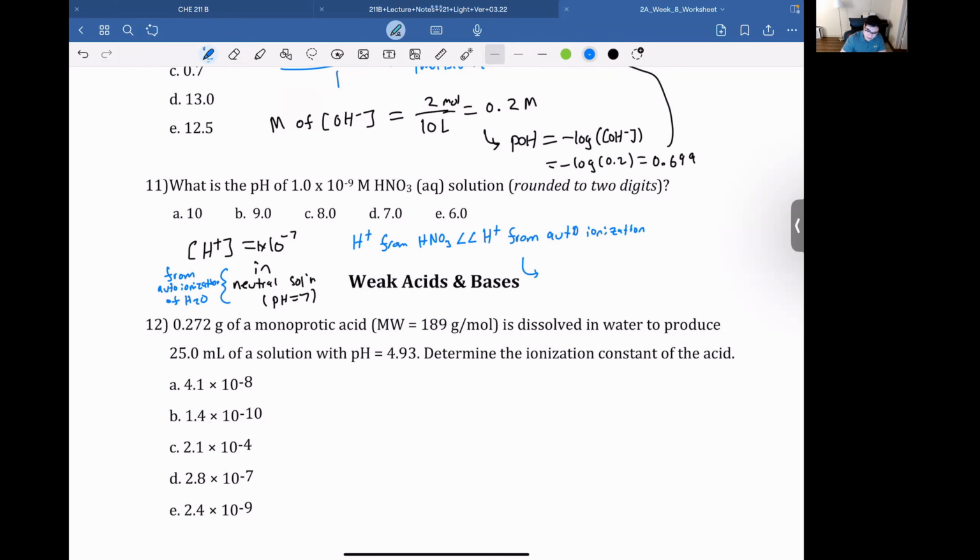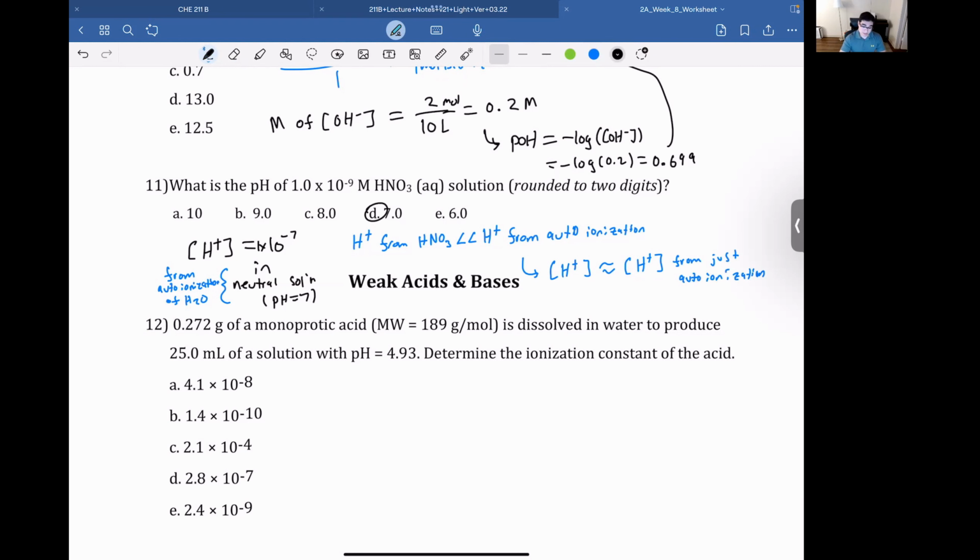And because of that, we're just saying that the concentration of H plus is pretty much equal to the concentration of H plus from just the autoionization. So we're not adding the nitric acid. You could, honestly, and you're going to get the same answer here. And the answer ends up being 7, right?